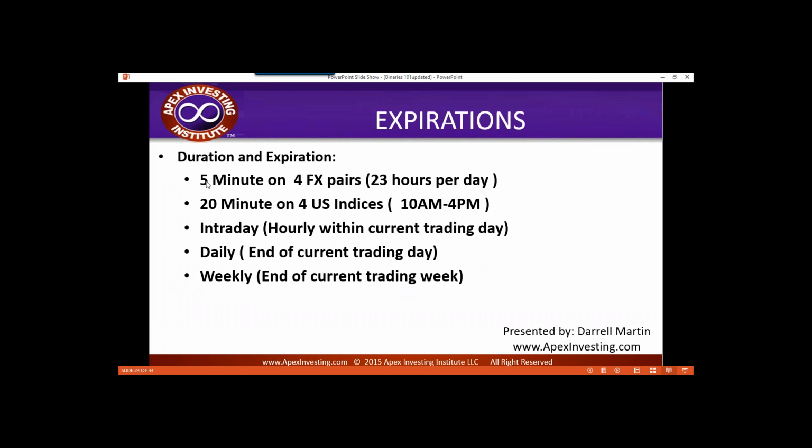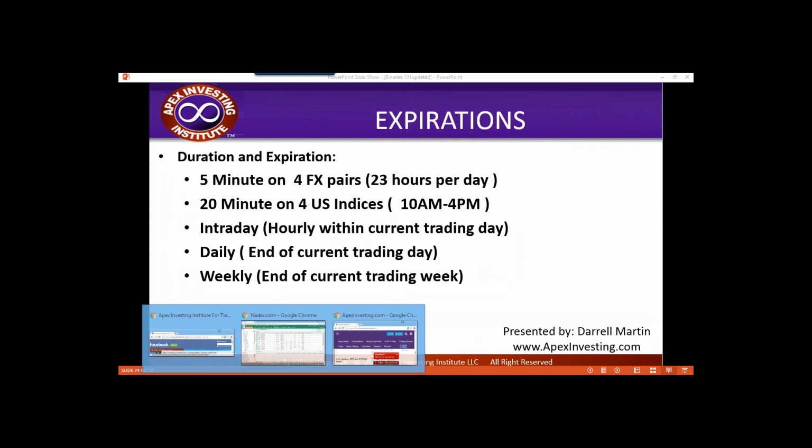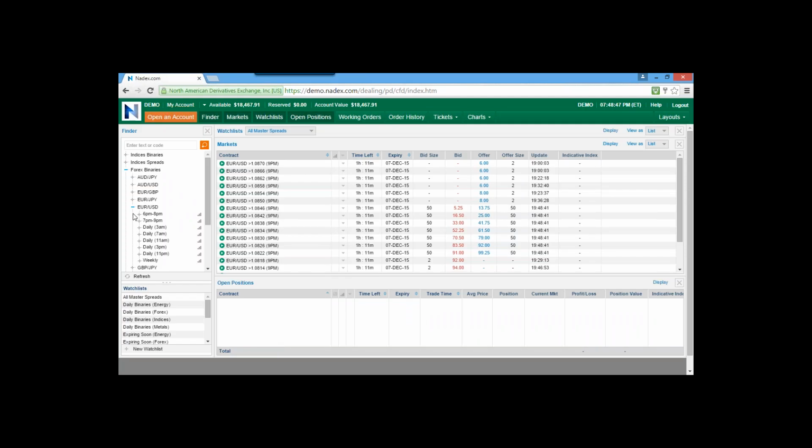There are 5-minute binaries, okay, that are on 4 different FX pairs. What do I mean by that? Well, right here, let me refresh this. Okay, so right here you've got 5-minute binaries on these 4 different Forex pairs: Aussie dollar, Euro dollar, pound dollar, and dollar yen.